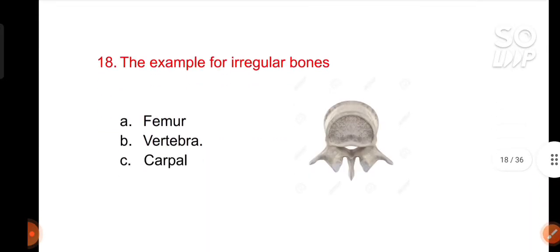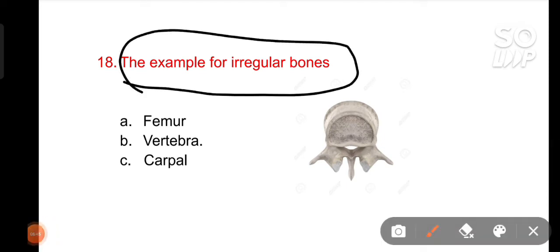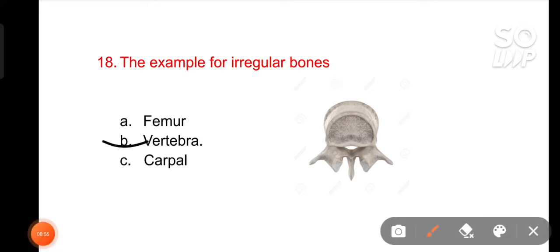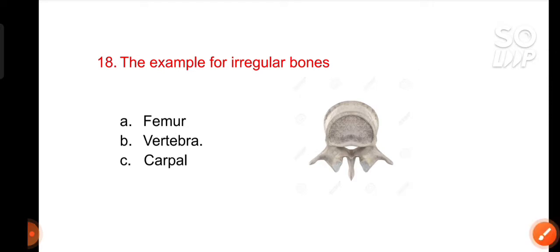So the next question is the example for irregular bone in the human body. The options are femur, vertebrae and carpal bones. The right answer is option B, vertebra. So here you can see the vertebral bone. It has no perfect structure, so we call it irregular bones.